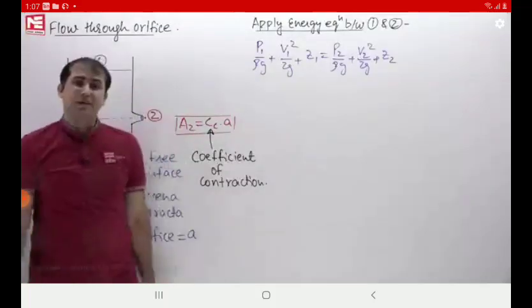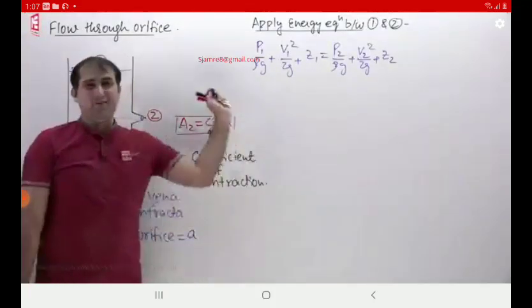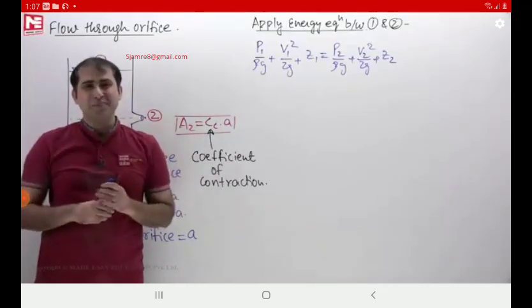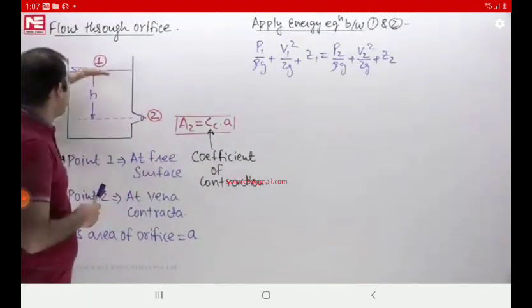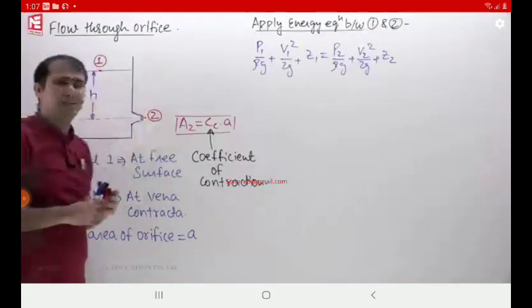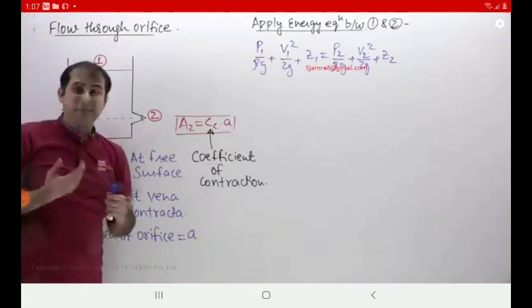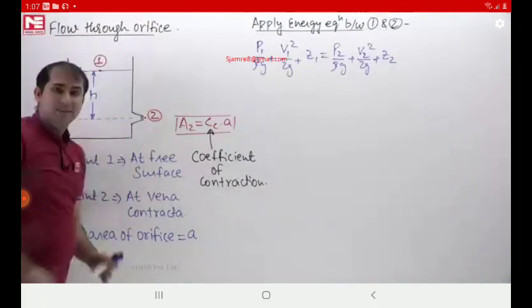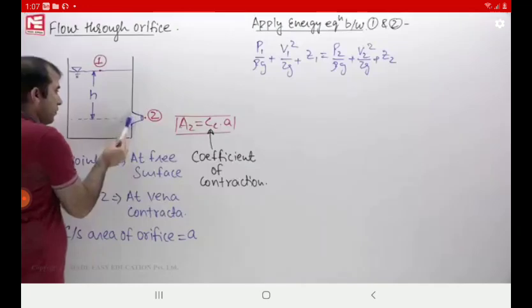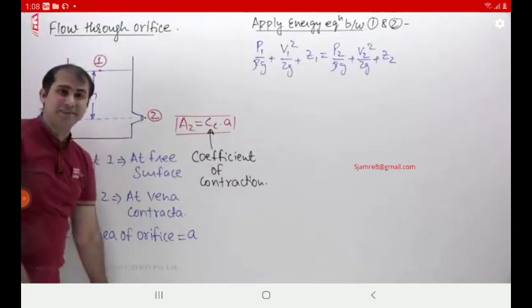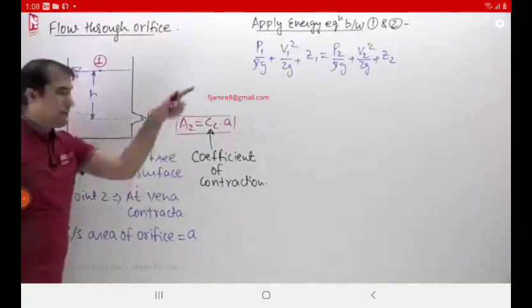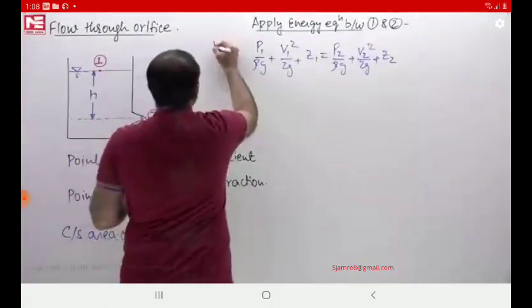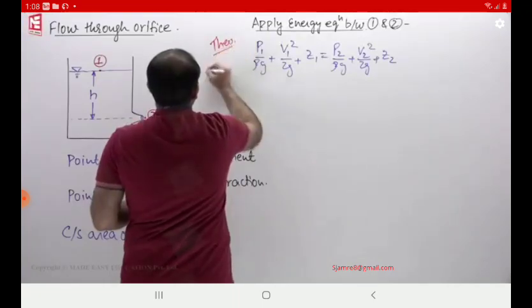Now you tell me, if I have written it this way, is it actual or theoretical? This is theoretical. That means whatever the energy here and whatever the energy here, it is the same. In actual flow, as it moves through this orifice, there will definitely be collisions between the particles and loss will be there. But you have not considered that loss. So this is the theoretical approach.